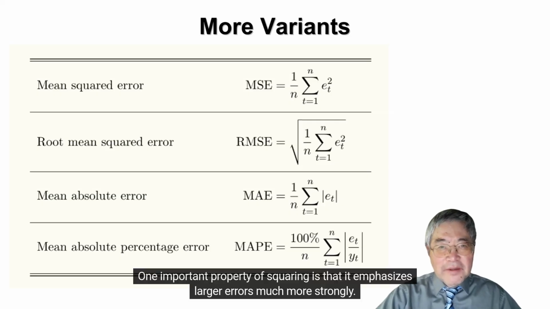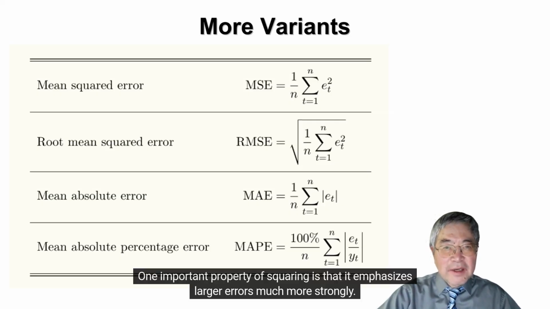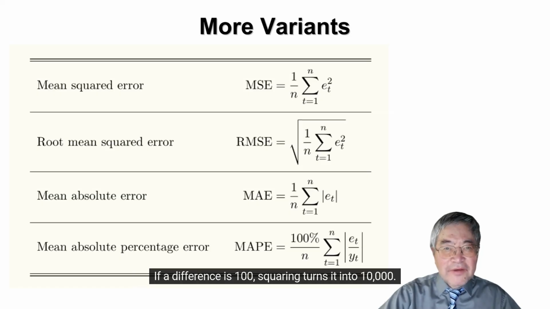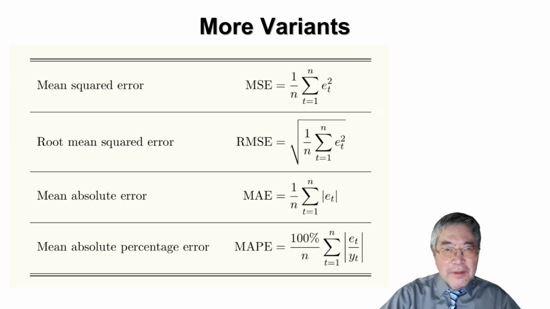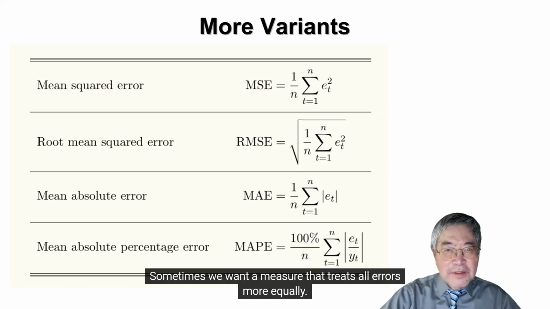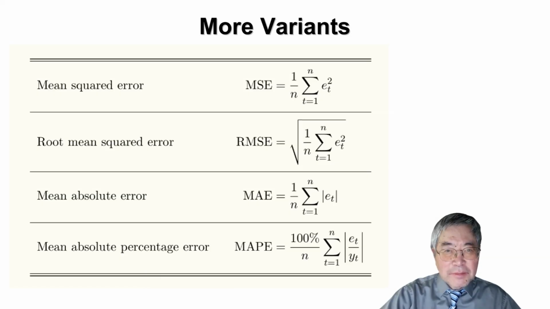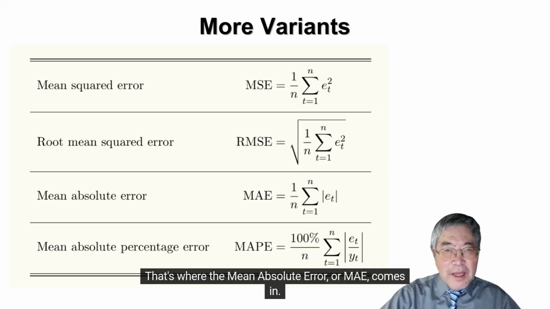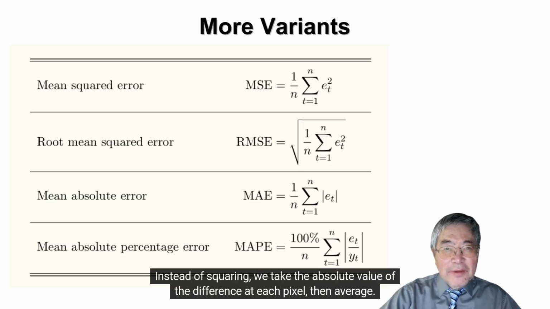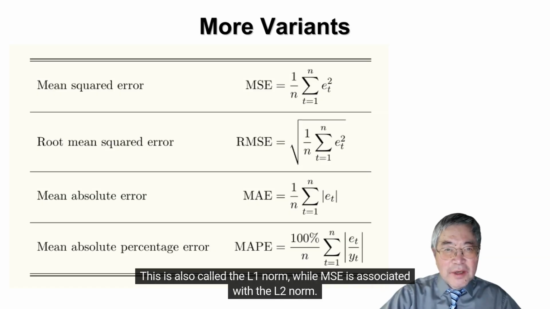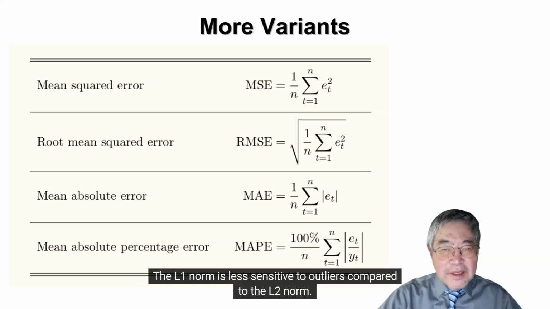One important property of squaring is that it emphasizes larger errors much more strongly. If a difference is 100, squaring turns it into 10,000. That means MSE and RMSE heavily penalize large deviations. Sometimes we want a measure that treats all errors more equally. That's where the mean absolute error, or MAE, comes in. Instead of squaring, we take the absolute value of the difference at each pixel, then average. This is also called the L1 norm, while MSE is associated with the L2 norm. The L1 norm is less sensitive to outliers compared to the L2 norm.